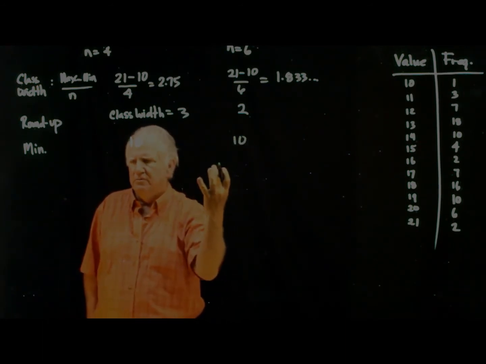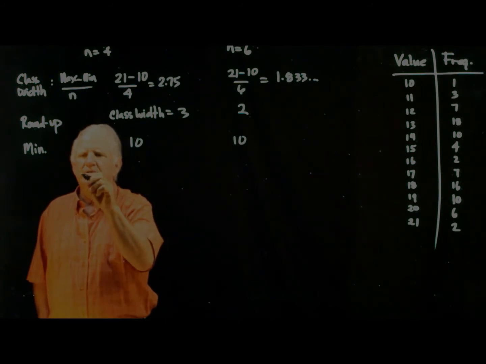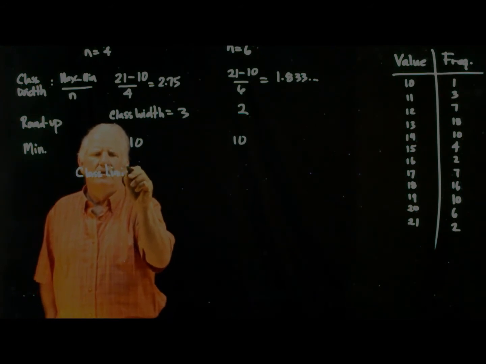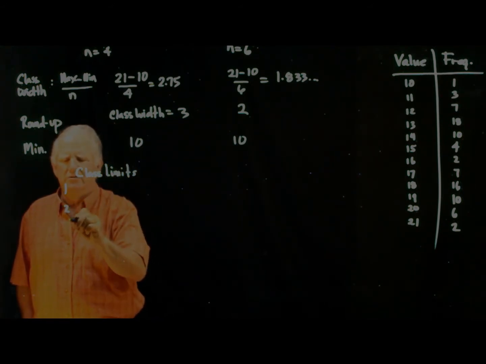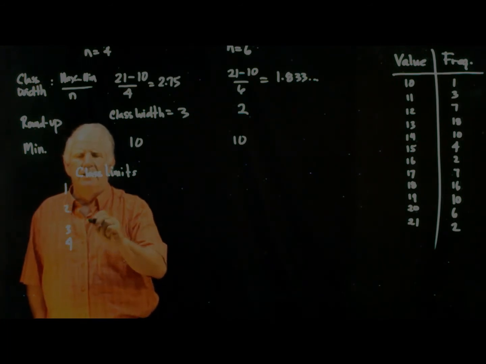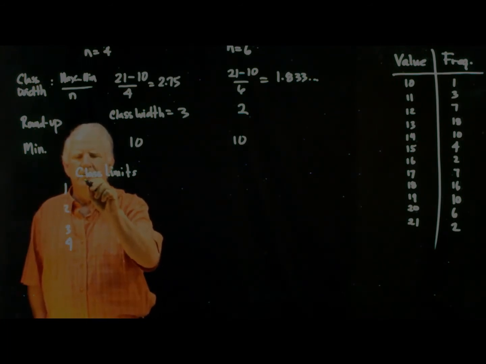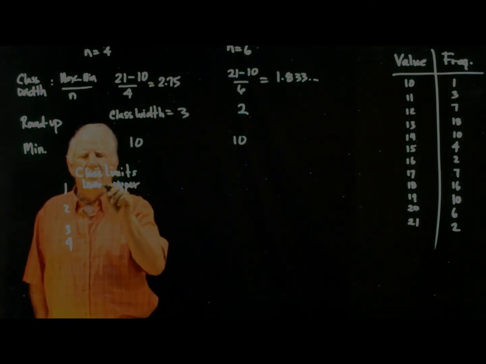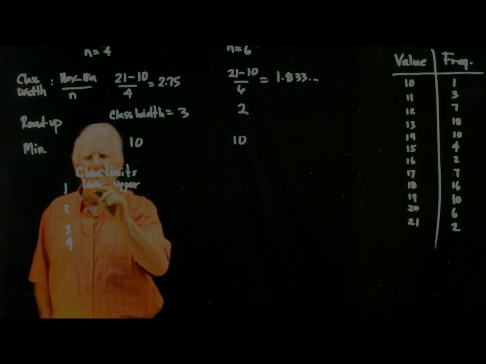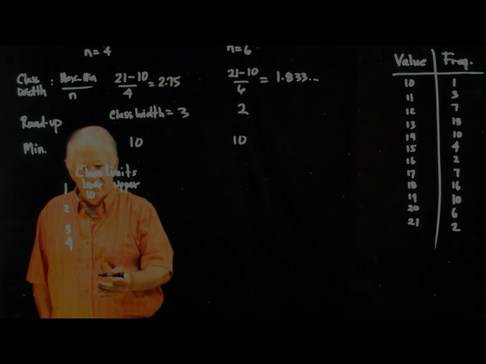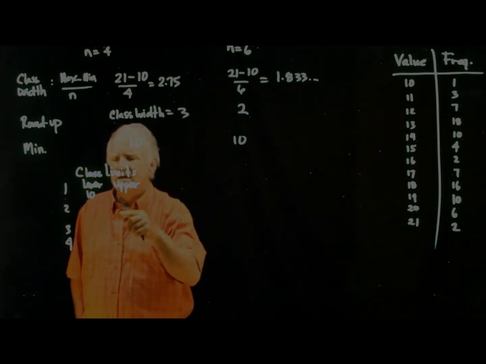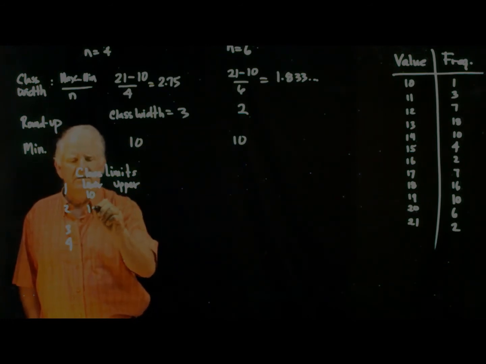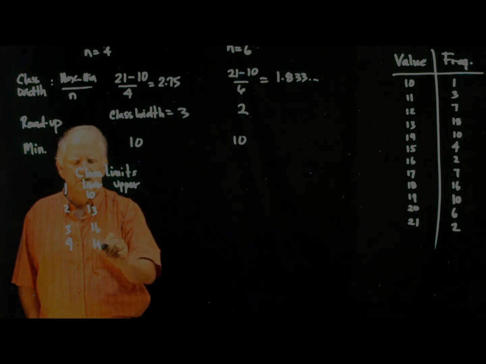And now with that, I can start building up these tables. So the tables over here, let's go class limits. Right here, I've got 4 classes, 1, 2, 3, and 4, with a lower limit and an upper limit. The lower limit in both cases is the minimum, 10. Let me fill out the rest of the limits by just adding 3. The lower limit in the first class is 10, in the second class it's 13, here it's 16, and here it's 19.